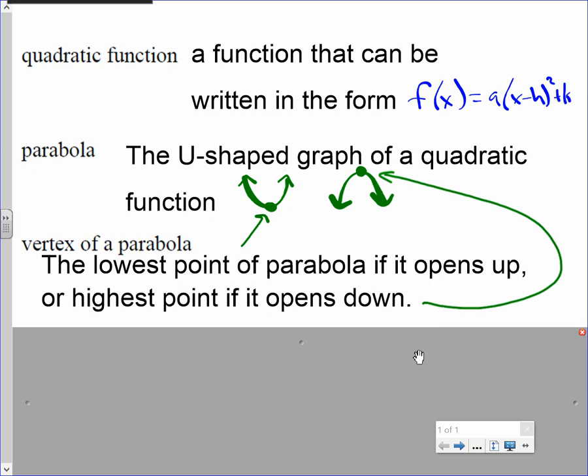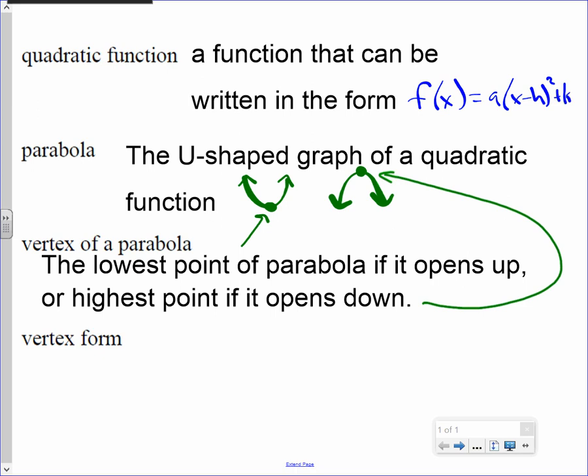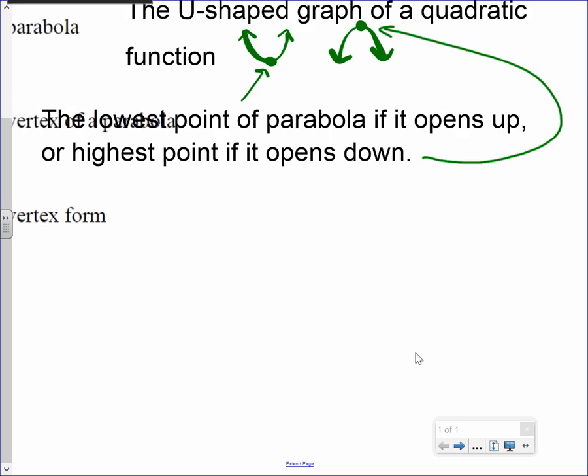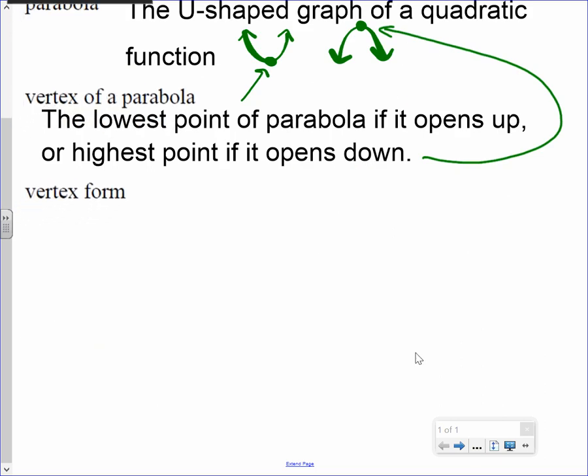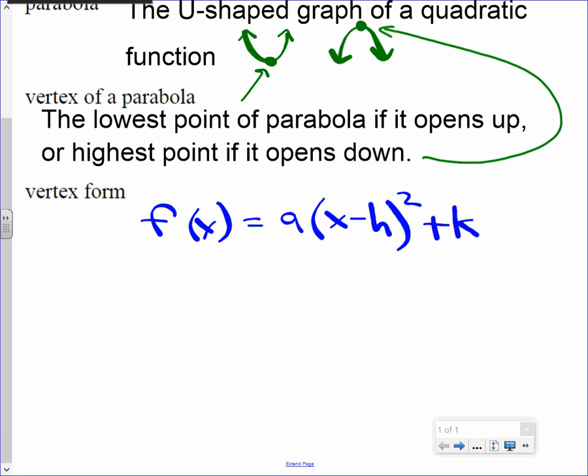So far, so good? What's the last word? Vertex form. Here we go. Write this down. Last word. Vertex form is f of x equals a times x minus h squared plus k. The vertex, you're going to write vertex, the ordered pair is always going to be h and k. Whatever h is, whatever k is, that's your vertex. Believe it or not. It's kind of crazy.